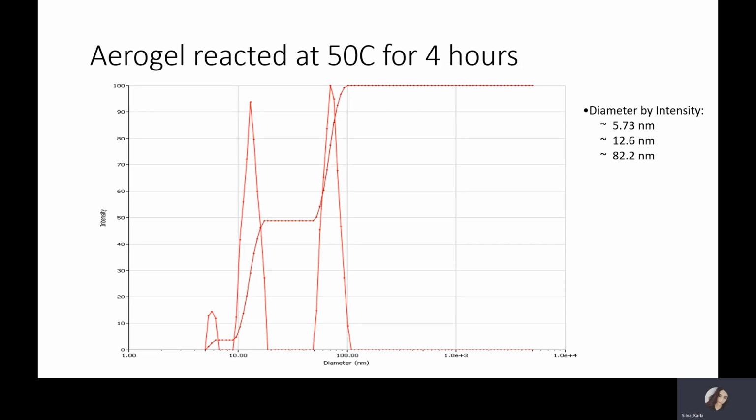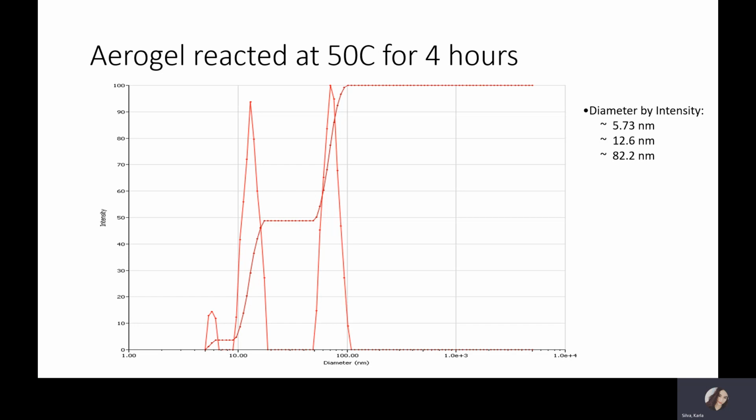Now, the one that was run for 4 hours at 50 degrees Celsius also had 3 peaks. One at 5.73 nanometers, another at 12.6 nanometers, and finally the last one at 82.2 nanometers. This looks very similar to the one that was 3 hours. So again, I was very excited that I had particles inside my sample, but then the question popped into mind: is anything happening? And how do you tell?